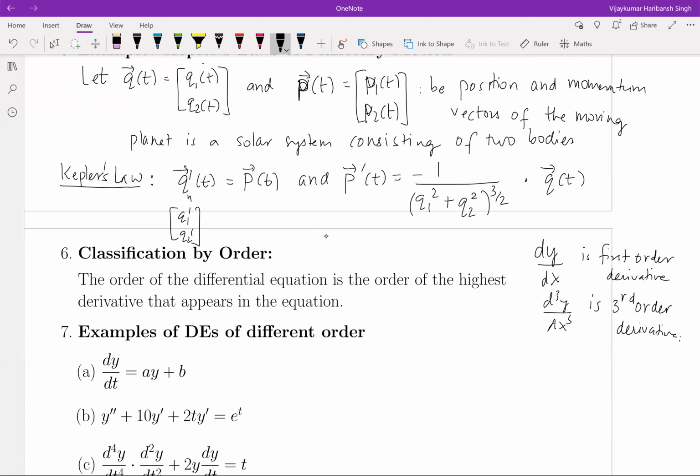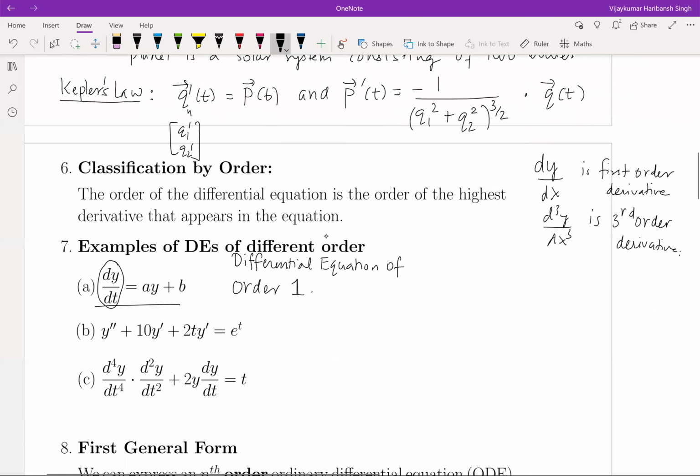Okay, so let's look at the first one. Let's look at the derivative term. We have dy by dt equals ay plus b. So the derivative which appears is dy by dt. And what is the order of this derivative? It's 1. So therefore, this differential equation is of order 1. I should say differential equation of order 1.